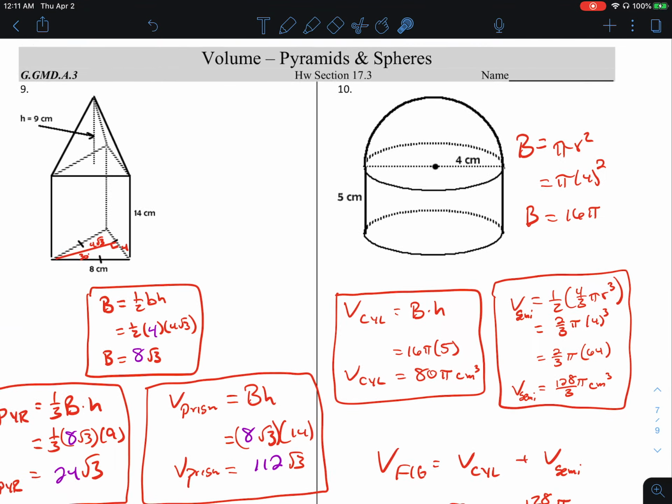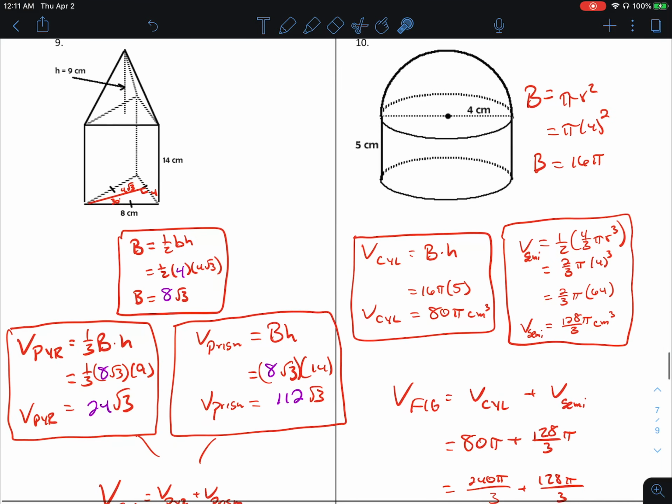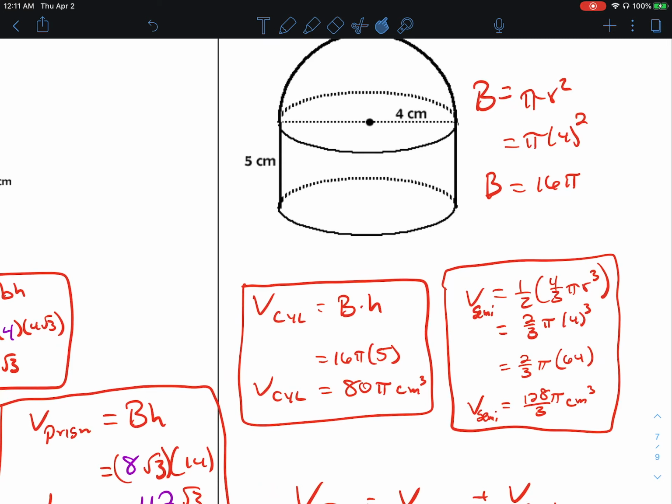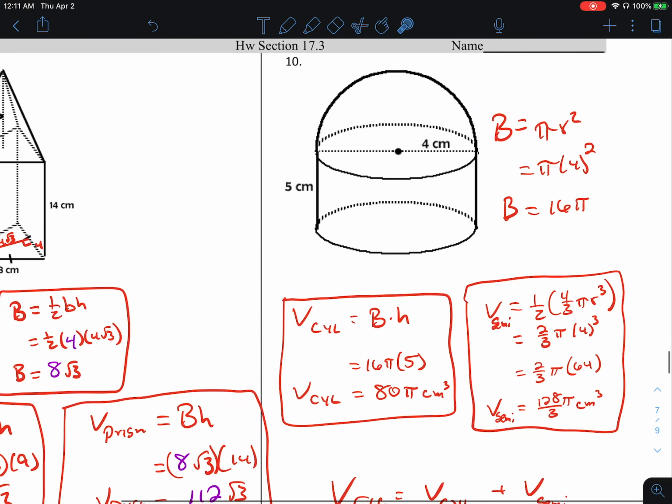The base, well, big picture-wise, to find the volume of this figure, it's the cylinder and a semi-sphere. The base in each of those is the same. It's a circle. So it's 4 squared, 16 pi. 4 squared times pi is 16 pi. To find the volume of the cylinder, it's the base times the height. So it's 16 pi times 5, which is 80 pi.